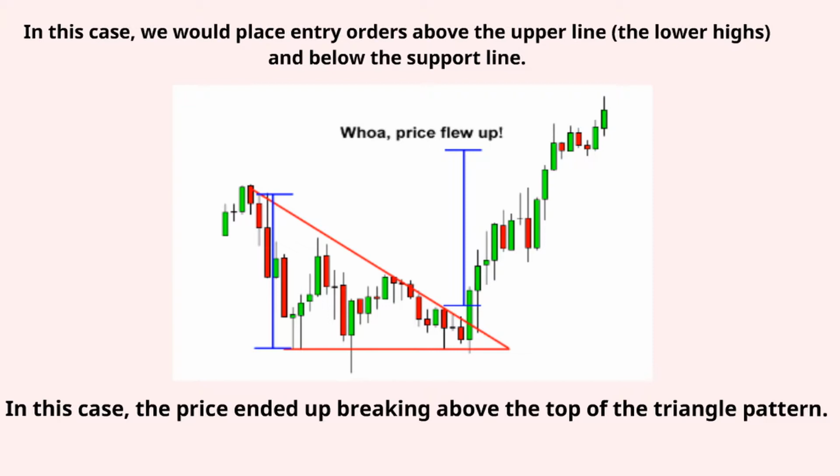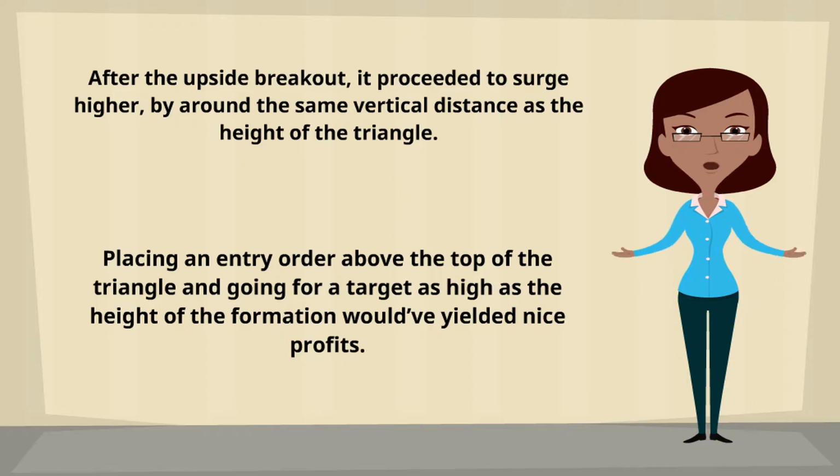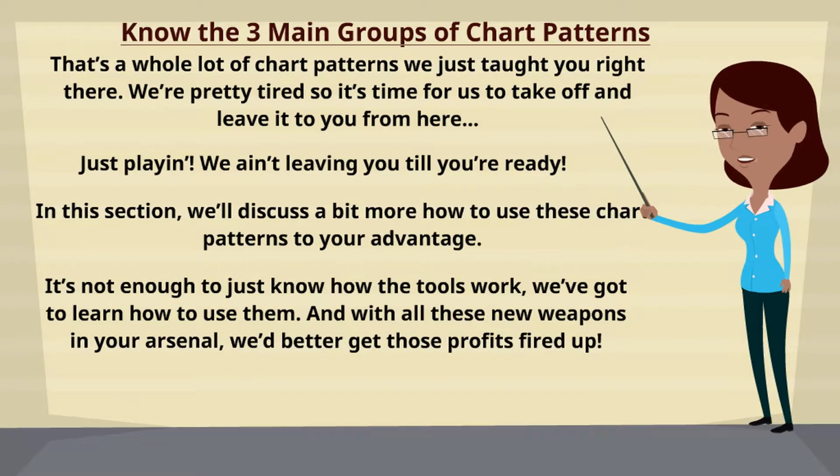In this case, the price ended up breaking above the top of the triangle pattern. After the upside breakout, it proceeded to surge higher, by around the same vertical distance as the height of the triangle. Placing an entry order above the top of the triangle and going for a target as high as the height of the formation would have yielded nice profits. Let's start another class where you will get to know the three main groups of chart patterns.